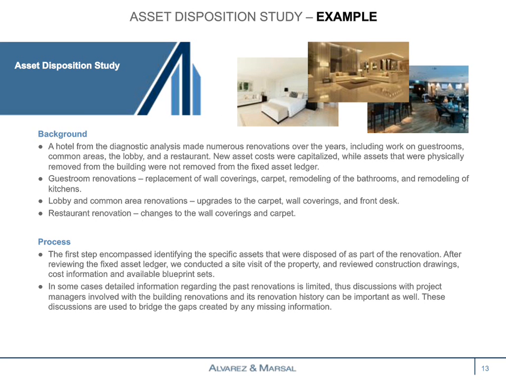The assumption we're making is that as renovations were conducted, the new asset costs were all capitalized, but the assets that were physically removed from the building as part of the renovations are still sitting on the fixed asset ledger. So the renovations created ghost assets because the disposed assets are not in service anymore. They're physically gone, but they are still being depreciated on the tax fixed asset ledger. So Tom, could you walk us through the example, walk us through the process? We put some numbers down as well in some of the following slides to help highlight.